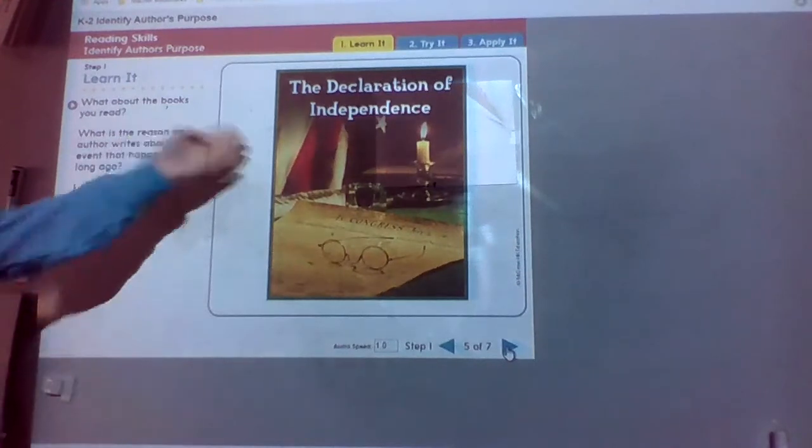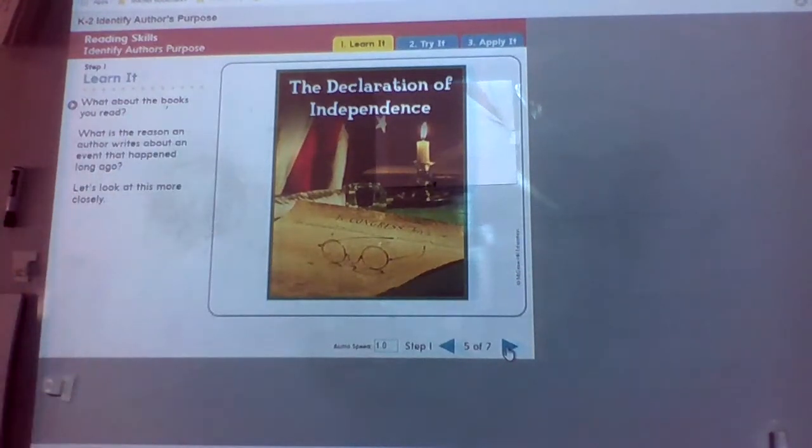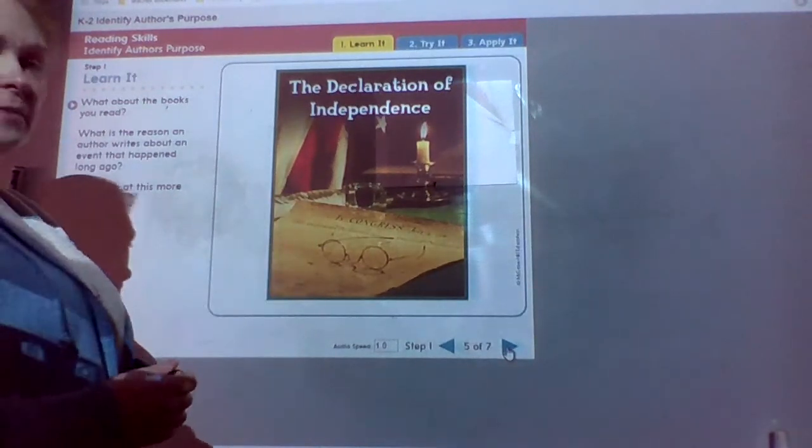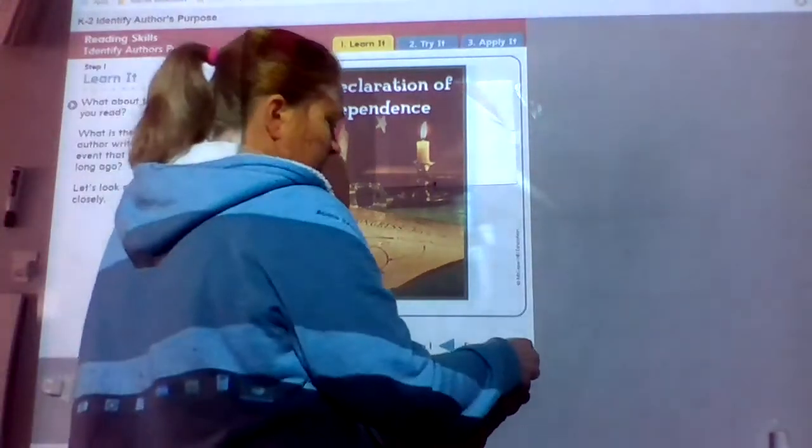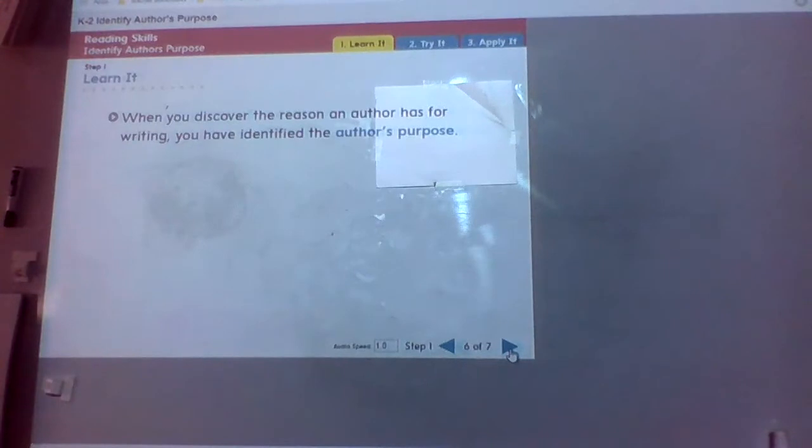Here, this book's on the Declaration of Independence. What is the reason an author would write about an event long ago? What is the reason that someone would write about this? To give us information, right? To share history. When you discover the reason an author has for writing, you have identified the author's purpose.